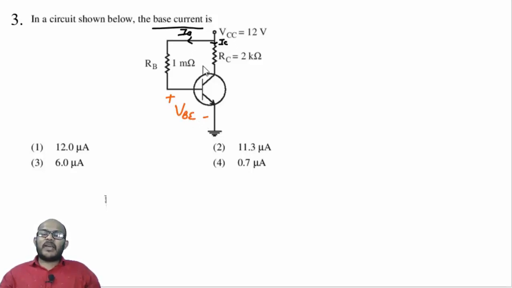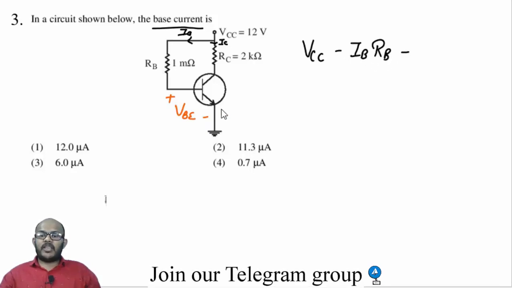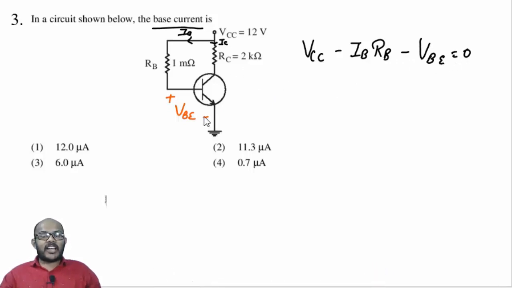Now, what is this base current IB? In order to calculate the base current IB, I am going to apply KVL across the outer loop. So what I will get is VCC minus IB times RB minus VBE equals 0. In the case of KVL, if I am moving from plus to minus, I am going to take it as minus. If I am going from minus to plus, then it is a rise, and I am going to take it as plus. So this is my convention. You can also take minus to plus as minus, and plus to minus as plus.